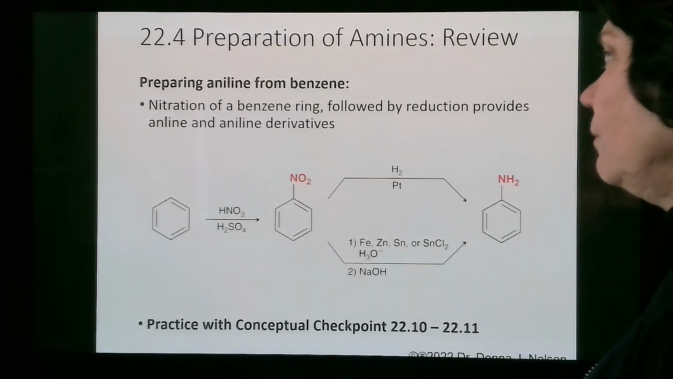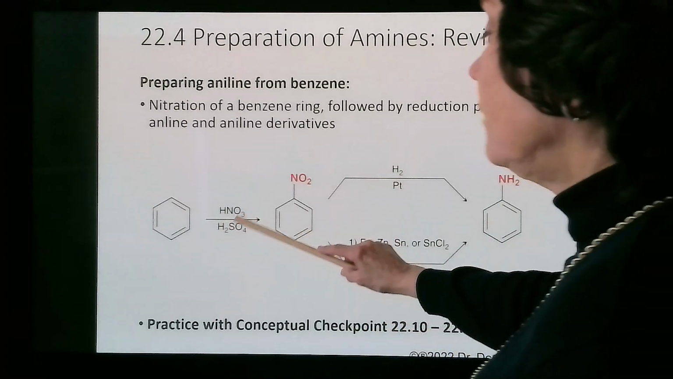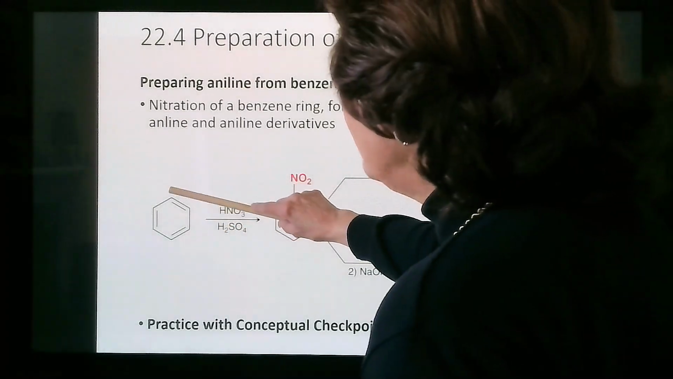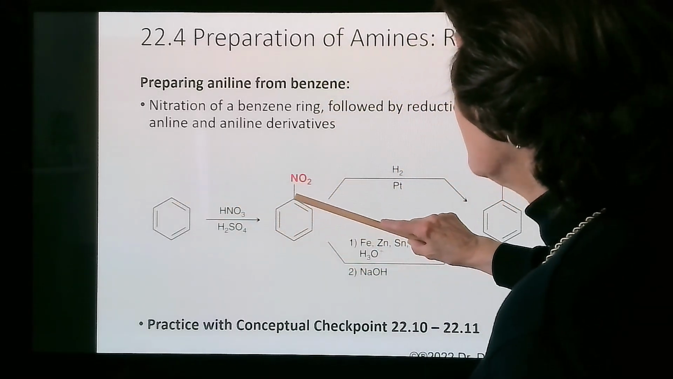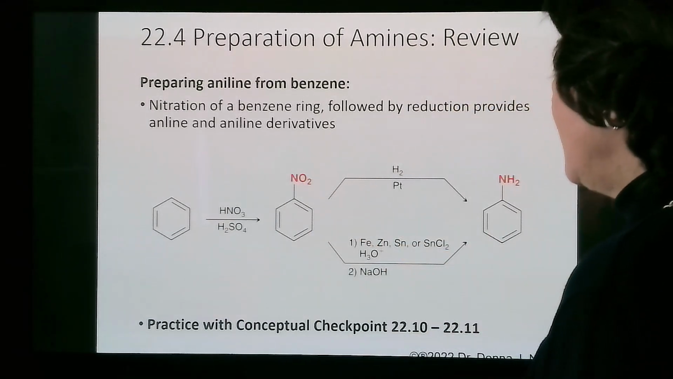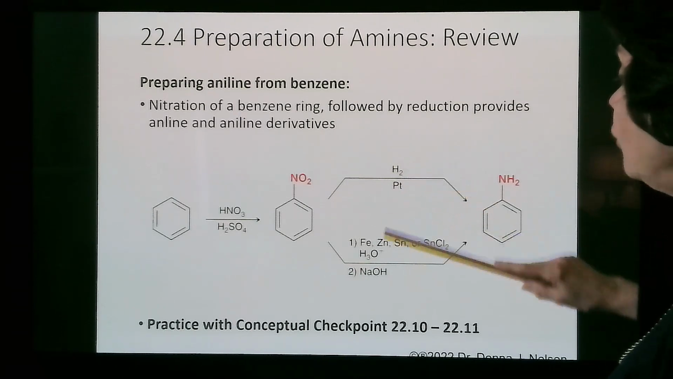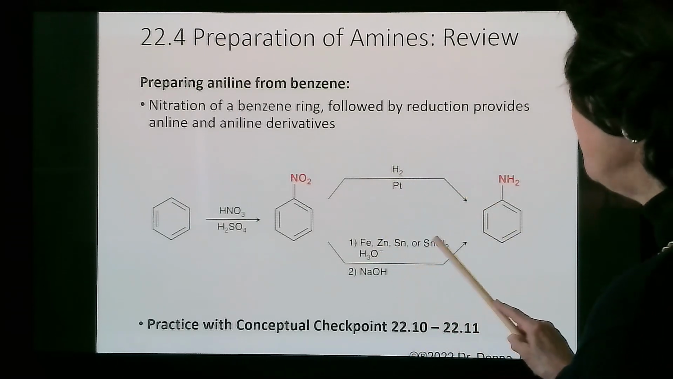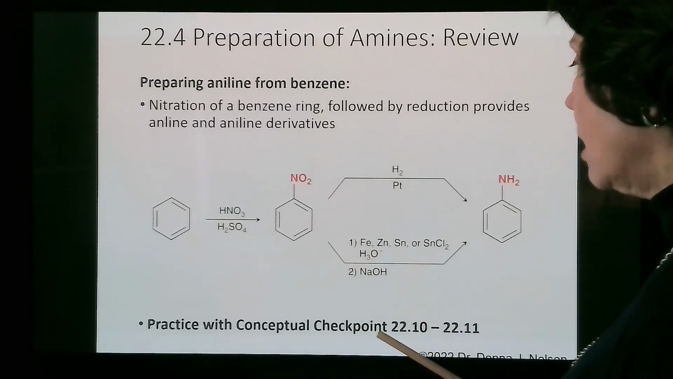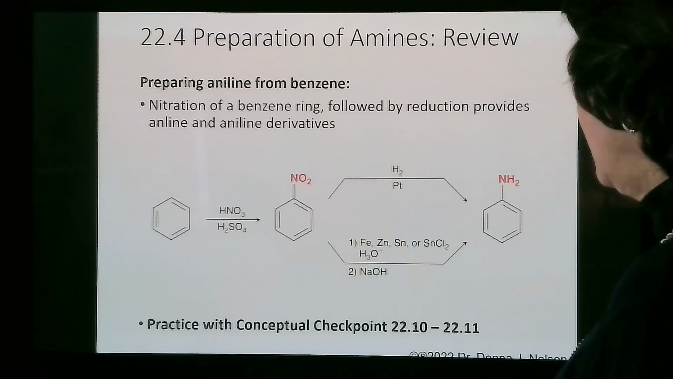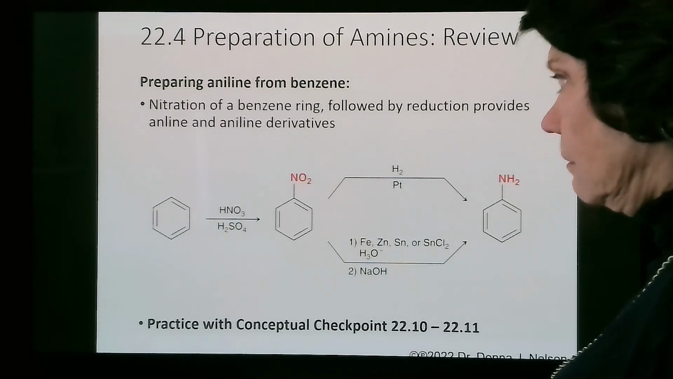Still another review, preparing aniline from benzene. So you can use nitric acid with sulfuric acid, and you do the electrophilic aromatic substitution, replacing the CH bond with the carbon NO2, and then reduce the nitro group using catalytic hydrogenation or one of these metals with acid, and then following it with sodium hydroxide. So this is another way to synthesize an amine, which is a review.